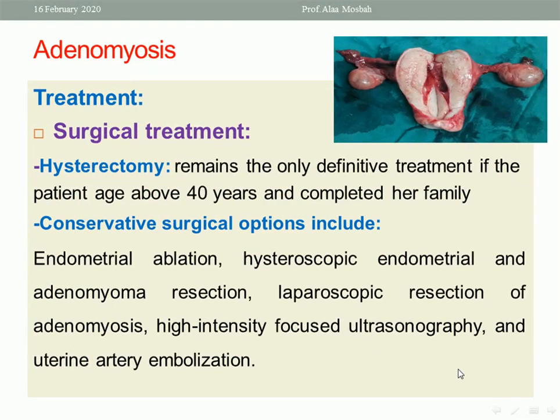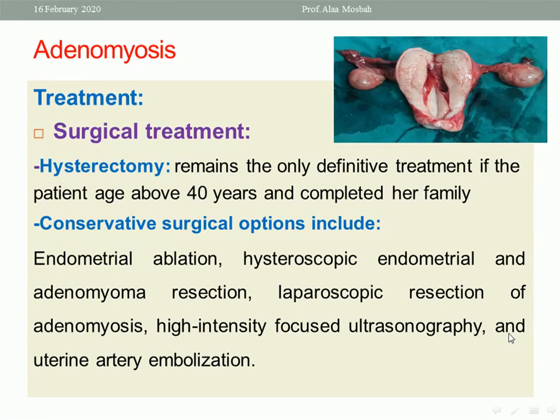Treatment by surgical means includes either aggressive treatment like hysterectomy in a patient above 40 who has completed her family with severe symptoms. The definitive treatment would be hysterectomy. As one of my cases of adenomyosis, I did hysterectomy and bilateral salpingo-oophorectomy for this case.